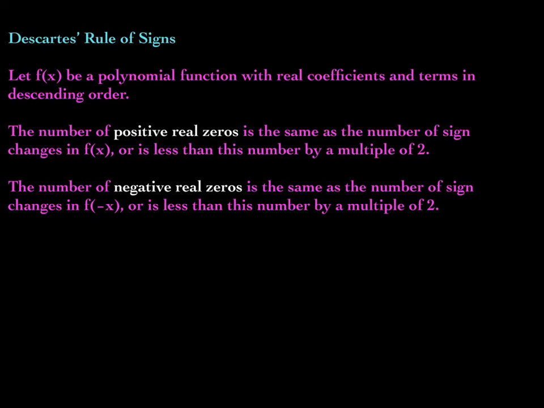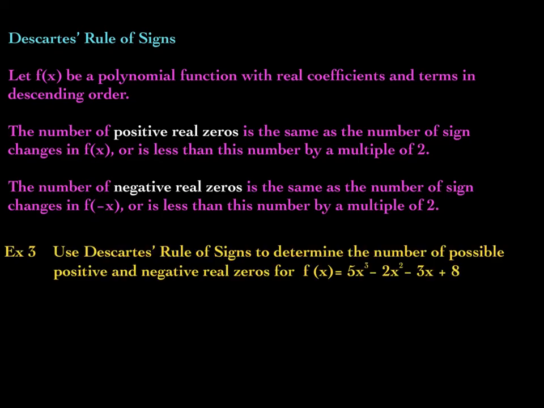Here's an example. All right, let's use Descartes' rule of signs for this example. Use Descartes' rule of signs to determine the number of possible positive and negative real zeros for this cubic function. All right, so let's first talk about how many possible positive real zeros. So this is for positive zeros only. Now, the theorem says all we have to do is count the number of sign changes. Sign changes is when the sign changes from positive to negative or negative to positive from term to term.